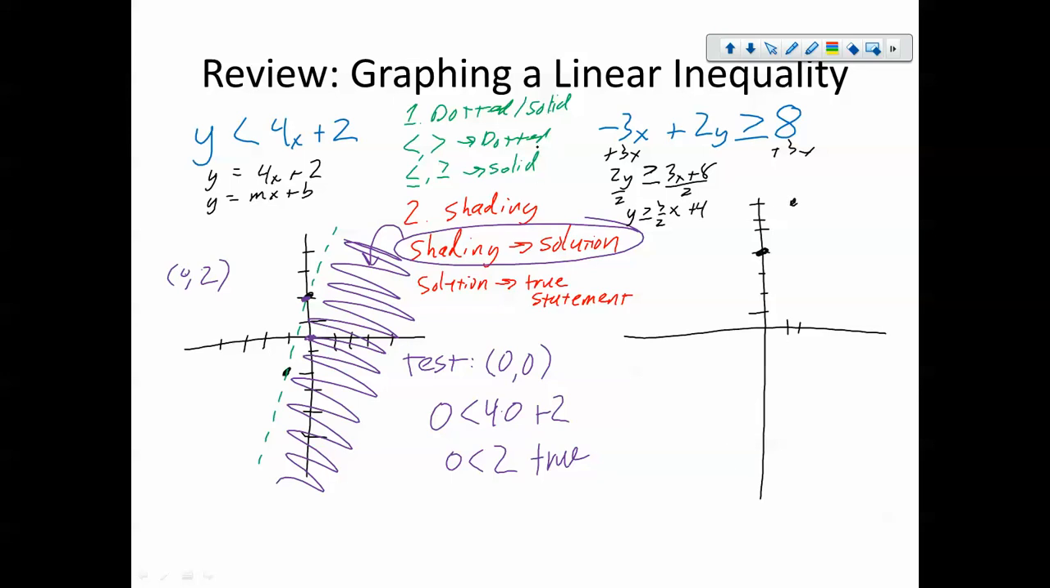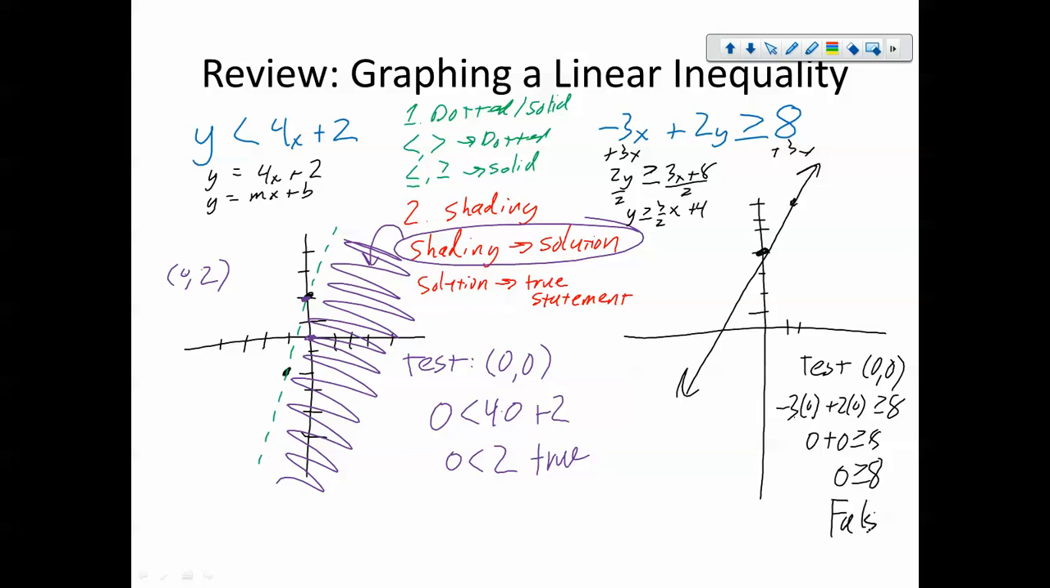Then I ask myself, is this a dotted line or a solid line? It's a solid line. And then which side do I shade? I'd better test 0, 0, because it is not on the line, and see if it makes a true statement. Negative 3 times 0 plus 2 times 0 is greater than or equal to 8. That's 0 plus 0 is greater than or equal to 8. Is this a true statement? Is 0 greater than or equal to 8? It is not. So that means the point 0, 0 is false, and everything on this side will be false. Therefore, everything on the other side is true and a solution. Remember, shading equals solutions, and solutions are true statements. Every point on this side of the line will make a true statement.